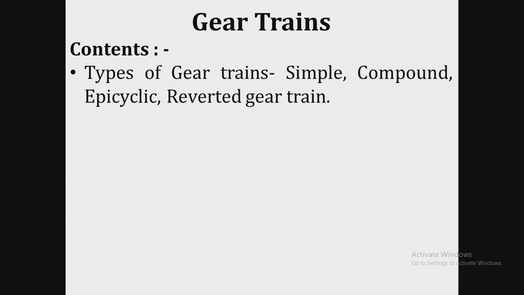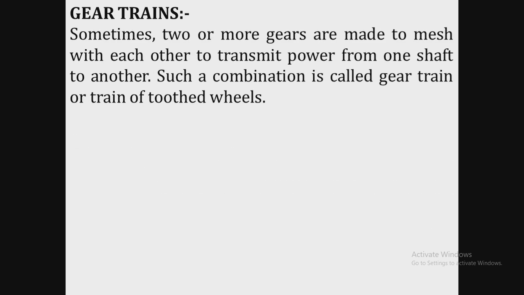Before moving to the actual content, we are going to see what is the meaning of gear train. Two or more gears are made to mesh with each other to transmit the power from one shaft to another. Such a combination is called a gear train or train of toothed wheels. It means that when two or more gears are meshing with each other to transmit the power from one shaft to another, then this combination is called a gear train.